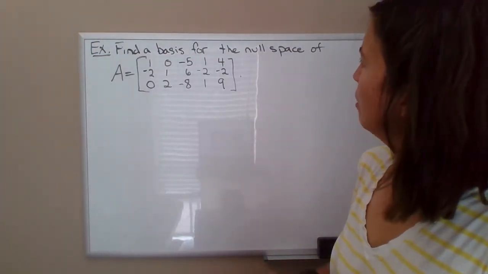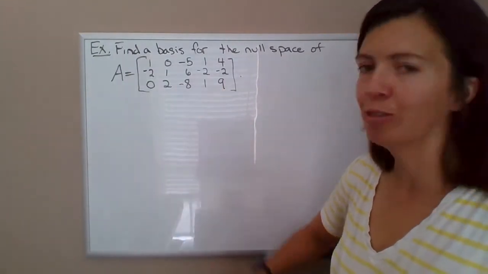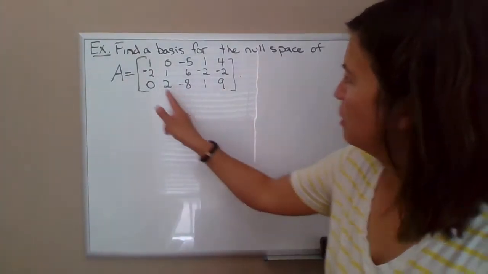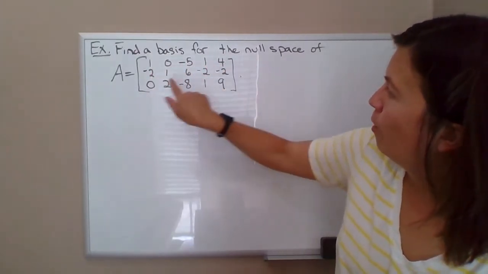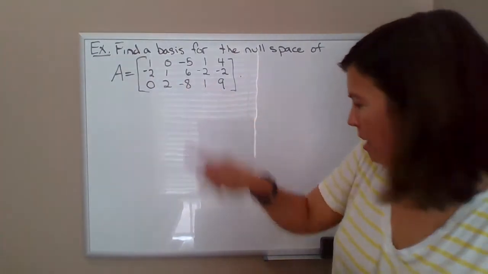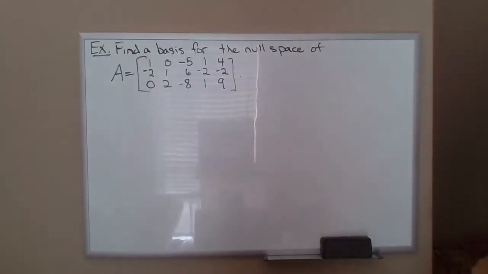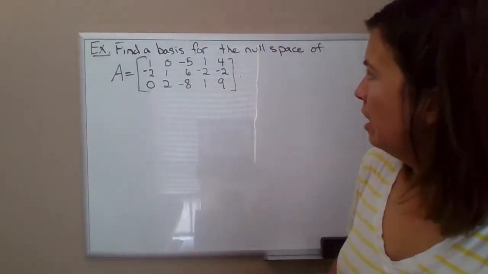Okay, so now we want to find a basis for the null space of this fairly large matrix here. Just to be sure you can read the entries. First row is 1, 0, negative 5, 1, 4. Second row, negative 2, 1, 6, negative 2, negative 2. And then 0, 2, negative 8, 1, 9.